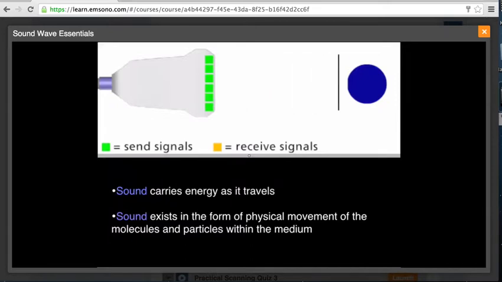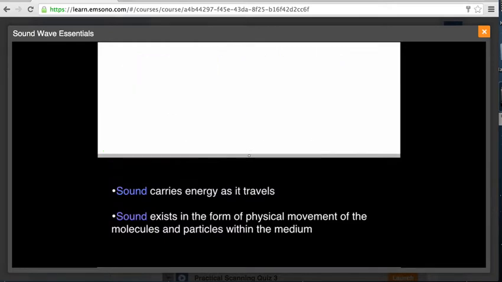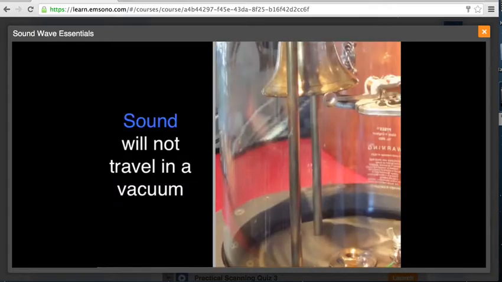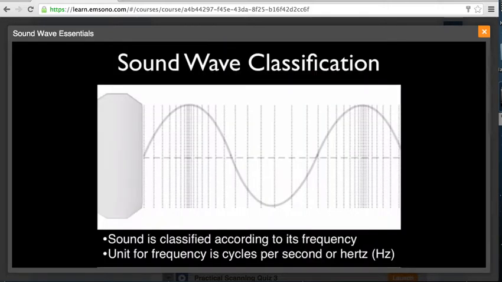Sound carries energy as it travels, and sound exists in the form of physical movement of molecules and particles within a medium. Sound waves only exist in media that contain molecules or particles, and therefore sound cannot travel through a vacuum. Sound will be classified according to its frequency. The unit for frequency is going to be cycles per second, or hertz.